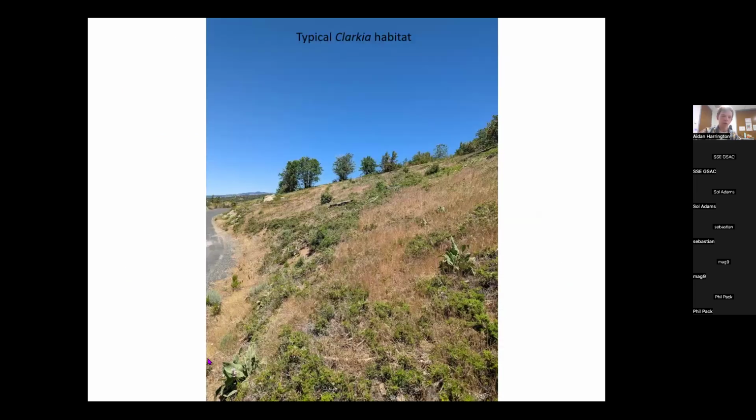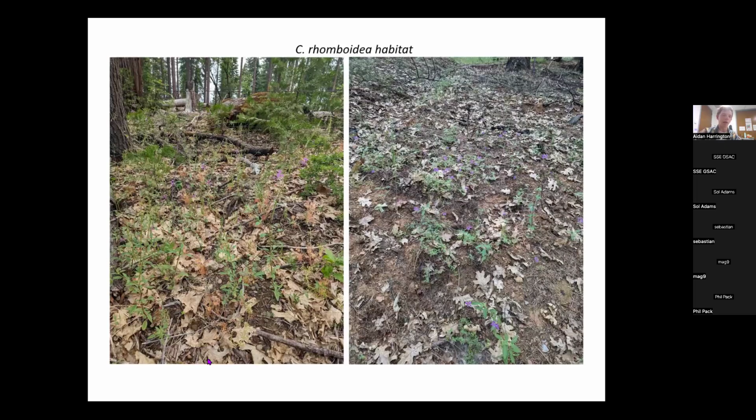So this picture shows you typical Clarkia habitat. This is a site that has lots of Clarkia virgata at it. And then this is the typical Clarkia rhomboidea habitat. You can see that we're inside of a forest, on the forest floor, it's quite shady, and there's not a whole lot of competition. Everything that you can see in the foreground of both these pictures is Clarkia rhomboidea. There's not a whole lot of other species growing in this understory environment.